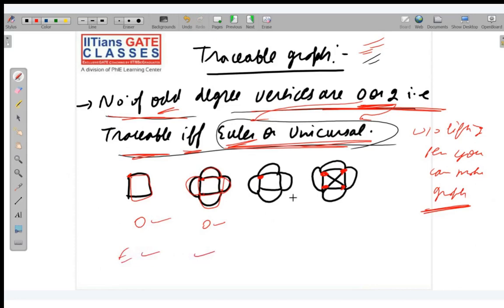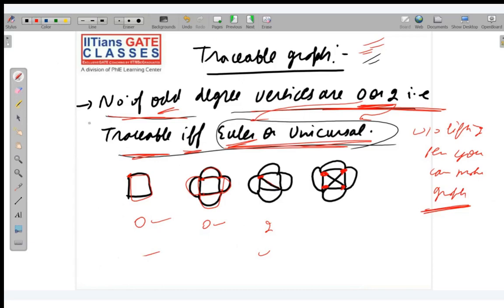What about this? Okay, now see this. The number of vertices of odd degree here is 2, so it is traceable and it is unicursal. So you made a line inside there? Yeah, I have made the line inside. I was not able to copy that in the figure. Yeah, this is the graph.